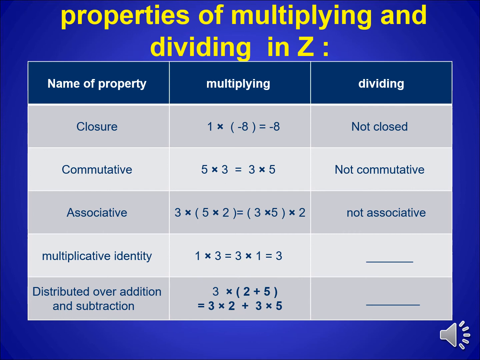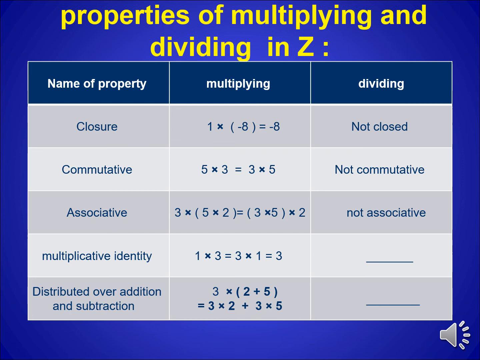The multiplicative identity element means the number that, when multiplied, doesn't affect the other number. If I'm multiplying by what, it doesn't affect? Yes, multiplying by 1. So the multiplicative identity element is 1. So any number times 1 equals the same number. So 1 times 3 equals 3 times 1 equals 3.